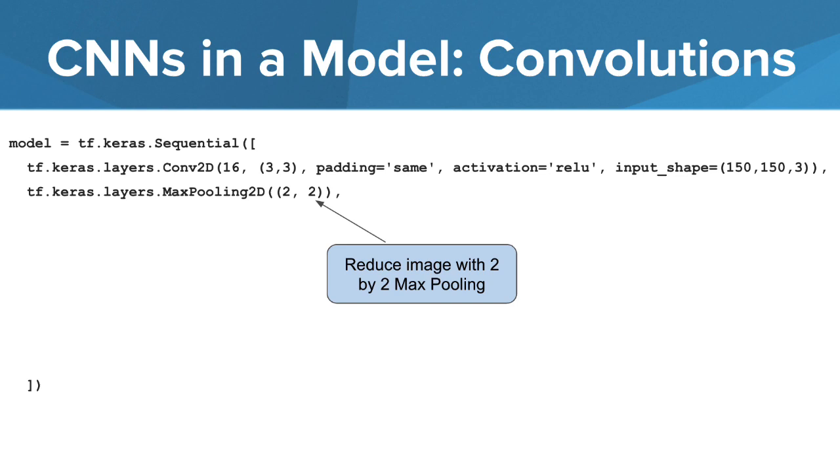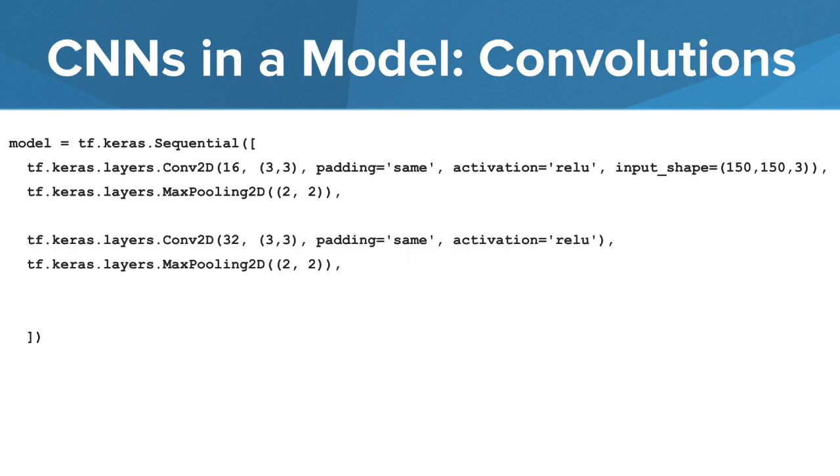So after the convolutional layer, we then apply a max pooling layer. Again, we're going to specify the size of that max pooling grid, and in this case, it'll be a 2x2 grid. You can then specify other convolutional layers to help with more complexity of your image. Notice that these follow the same format minus the input shape.